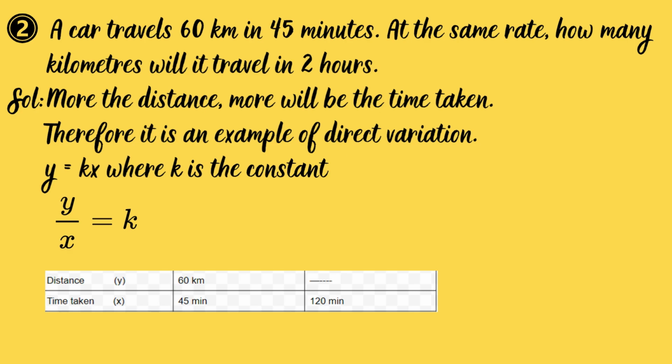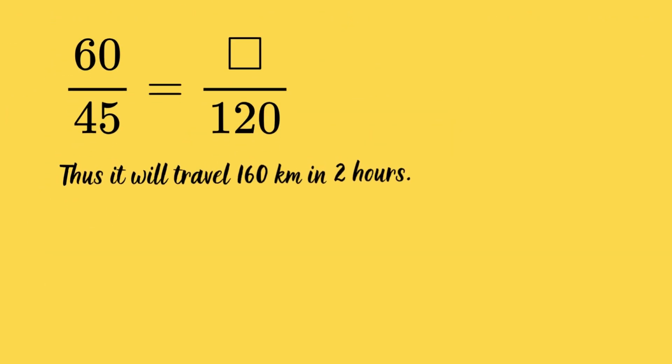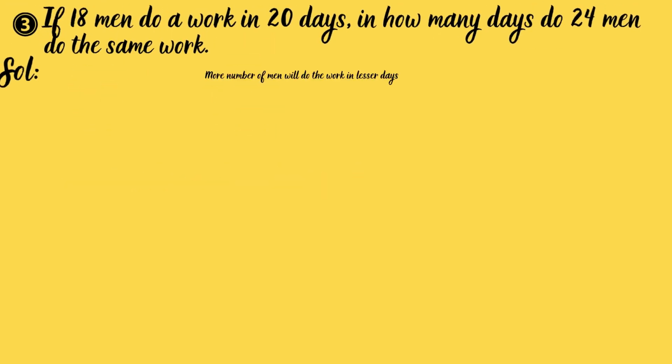Now, we have taken the distance in kilometers as y and the time taken as x. Therefore, for 60 kilometers, it travels in 45 minutes. Now, we have to see what will be the distance traveled in 2 hours, that is 120 minutes. Therefore, we can write it as 60 upon 45 equal to the unknown quantity upon 120. So therefore, the unknown quantity is 160 kilometers. Therefore, it will travel 160 kilometers in 2 hours.